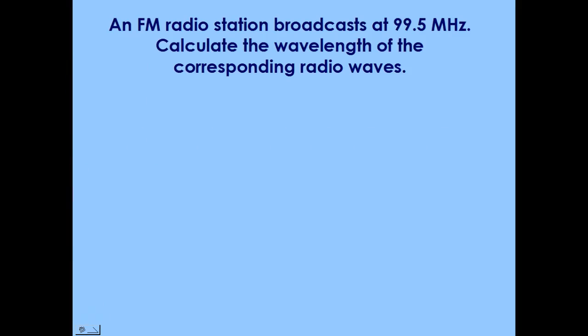All right, so this example is going to look at determining the wavelength given a frequency. You should be able to do this and go vice versa. We have an FM radio station that's broadcasting at 99.5 megahertz, or 99.5 times 10 to the 6 hertz. And we want to calculate the wavelength.